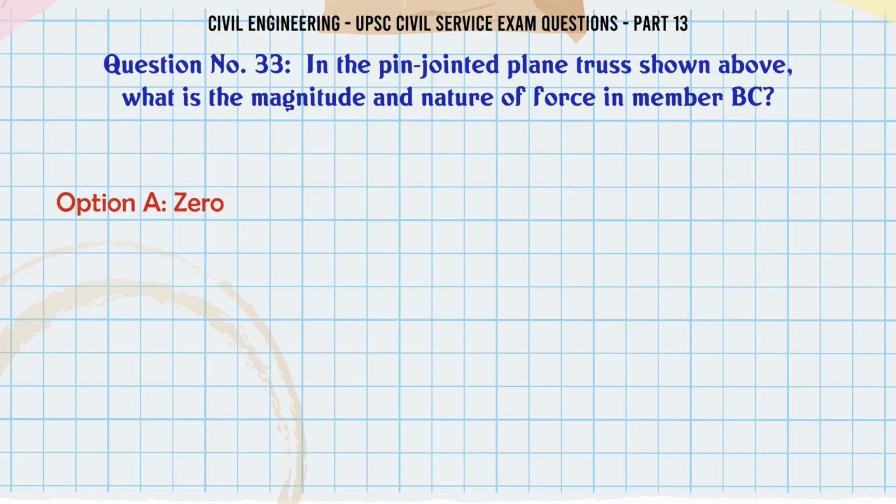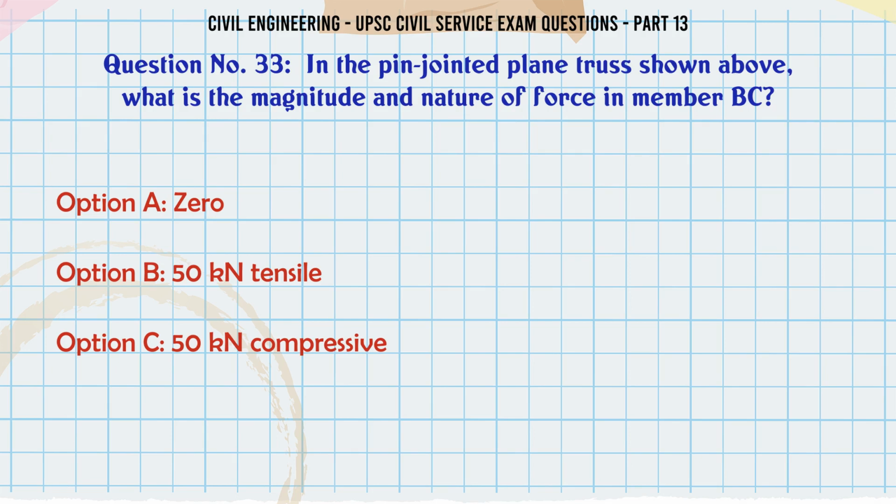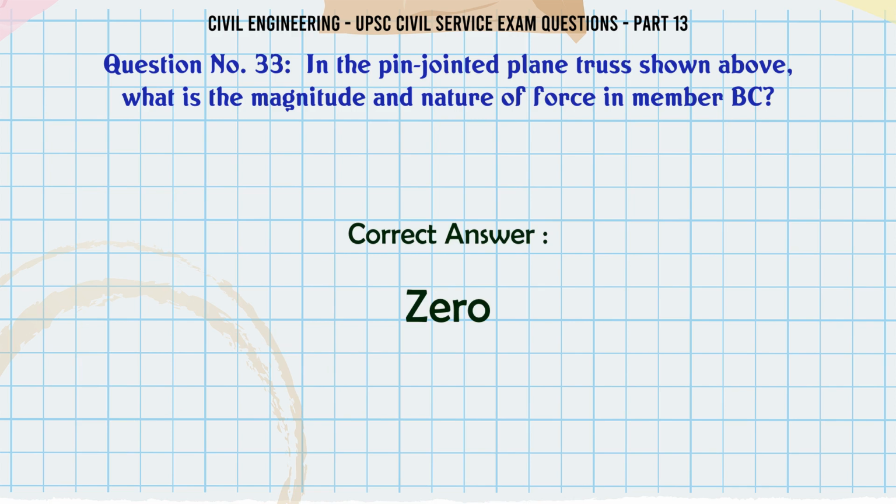In the pin-jointed plane truss shown above, what is the magnitude and nature of force in member BC? A: 0. B: 50 kN tensile. C: 50 kN compressive. D. The correct answer is 0.